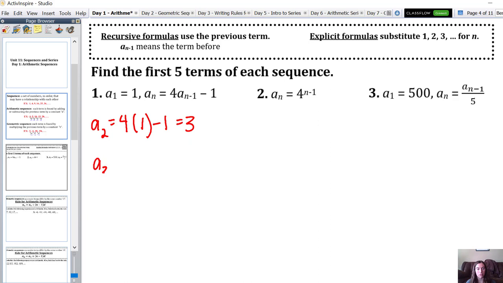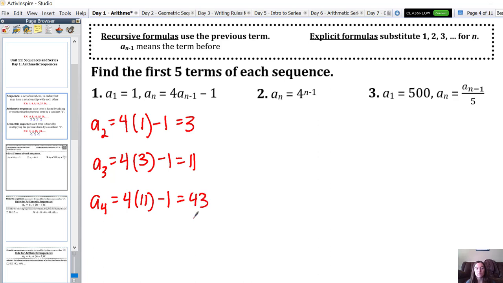To find a sub 3, we're still going to multiply 4 times, and now we're going to multiply by a sub 2, the number right before a sub 3. So 4 times a sub 2, which in this case is 3, minus 1. 4 times 3 is 12, minus 1 is 11. To find a sub 4, we take 4 times the previous value, which was 11, minus 1. 44 minus 1 is 43.